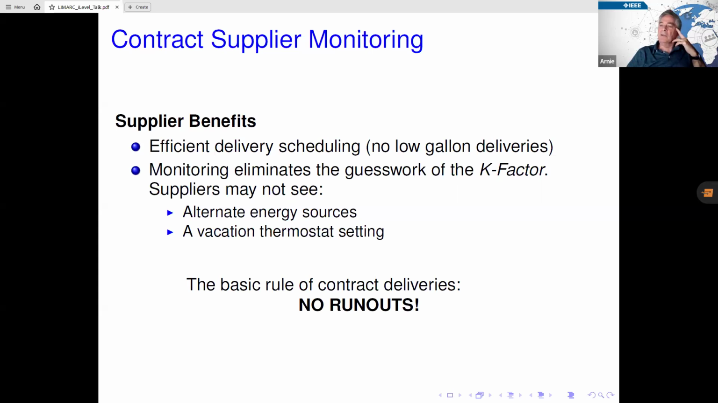But for contract delivery, you cannot have any runouts. This is a very competitive business. If you have a runout on contract delivery service, generally the residential owner gets pretty angry and may terminate the contract. It's an anti-customer retention event.